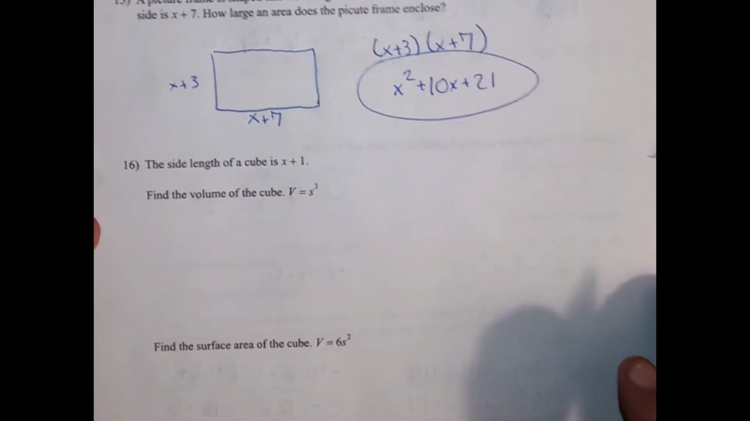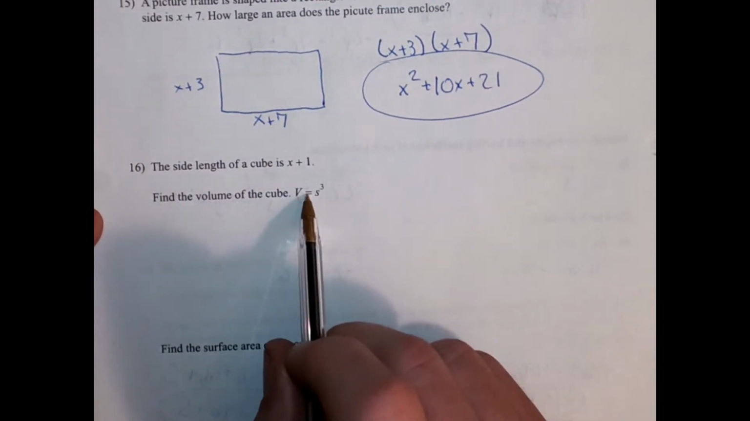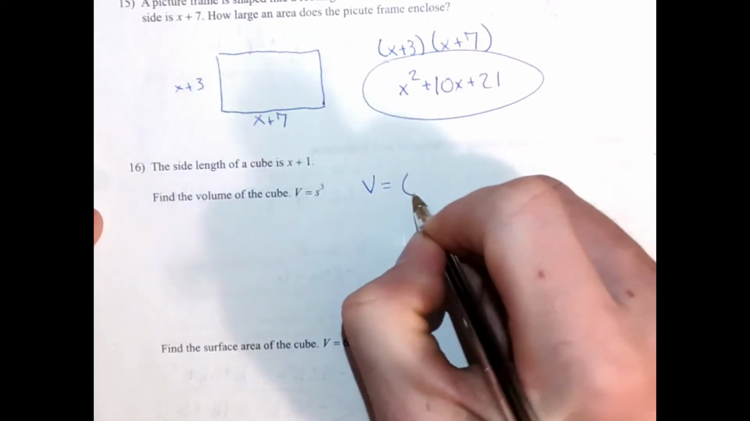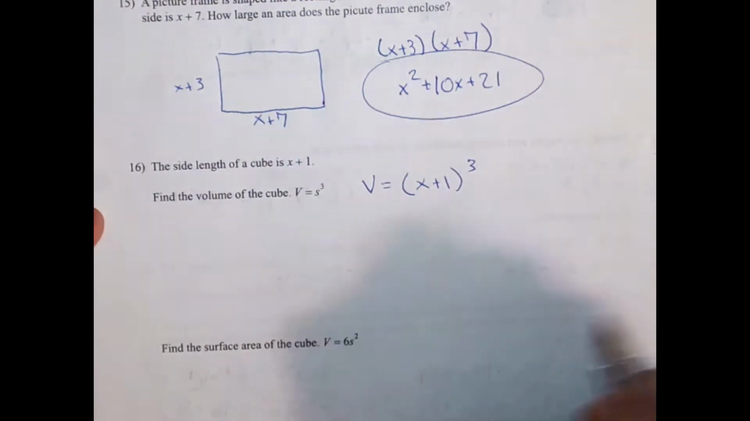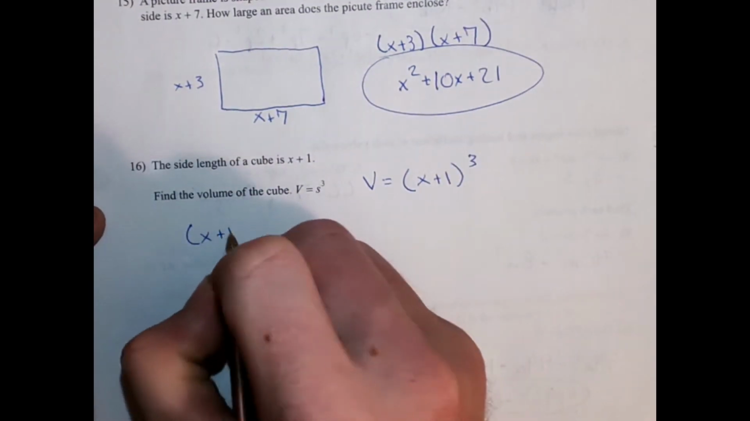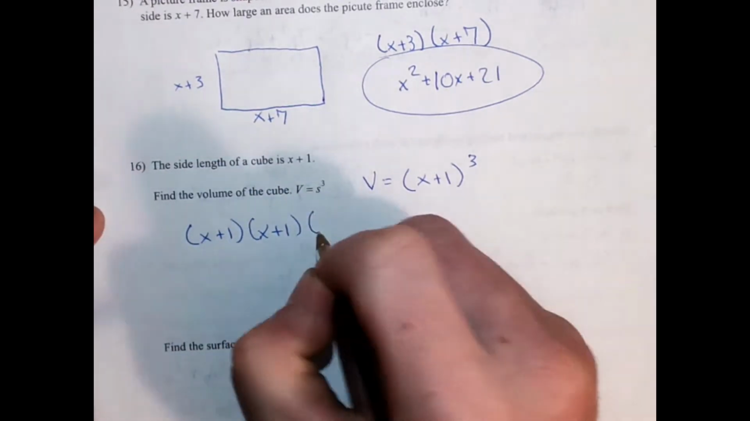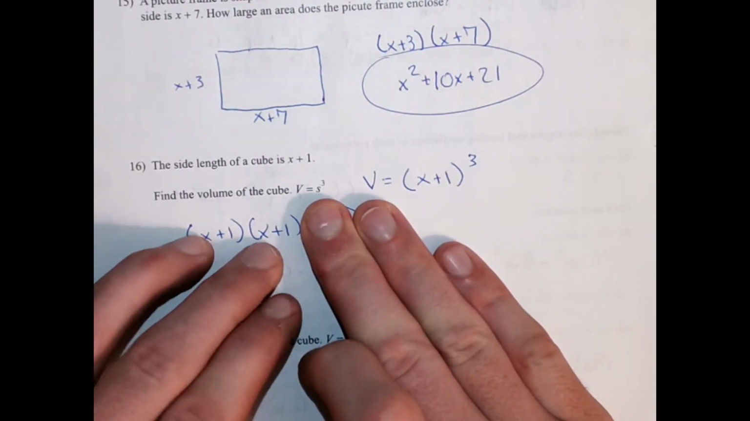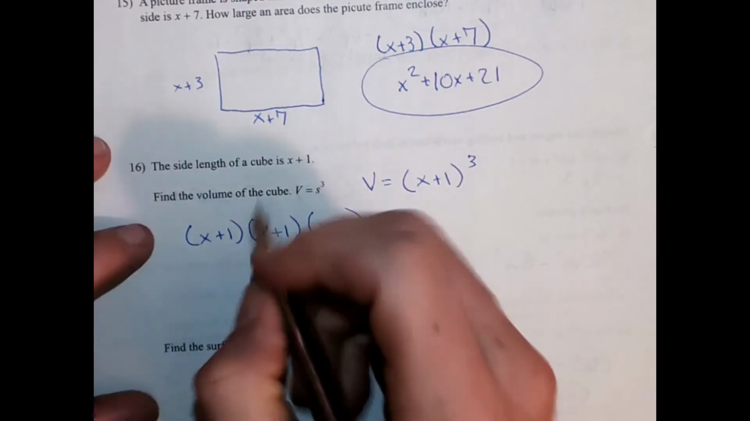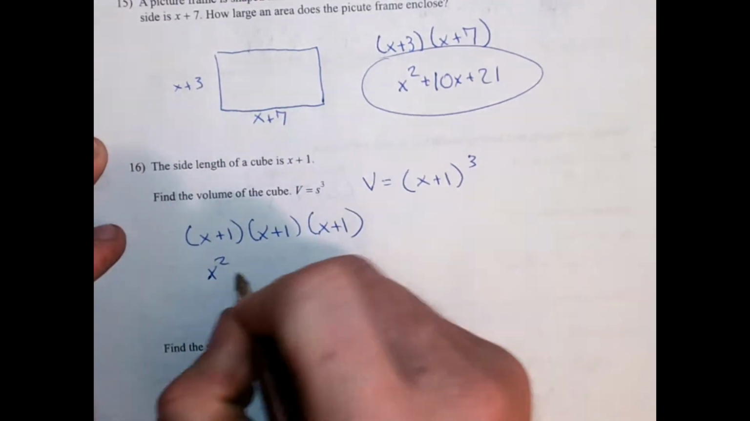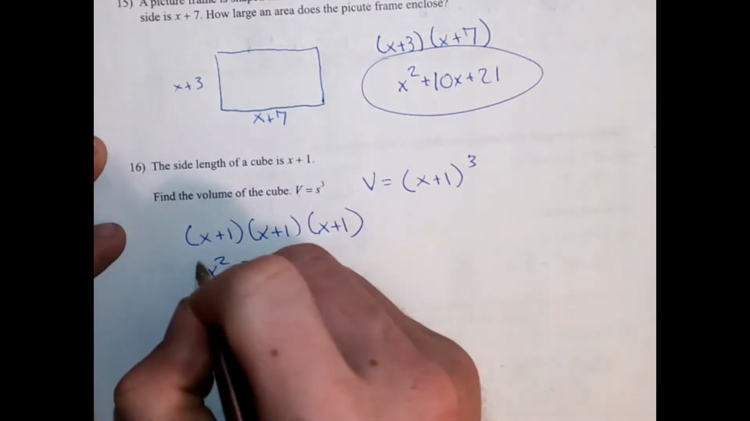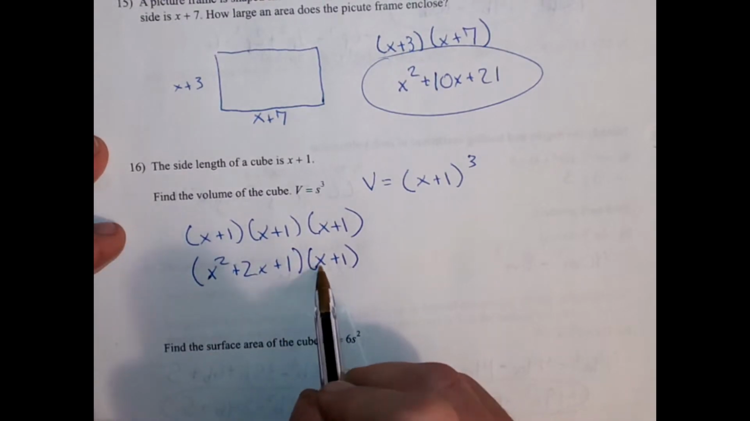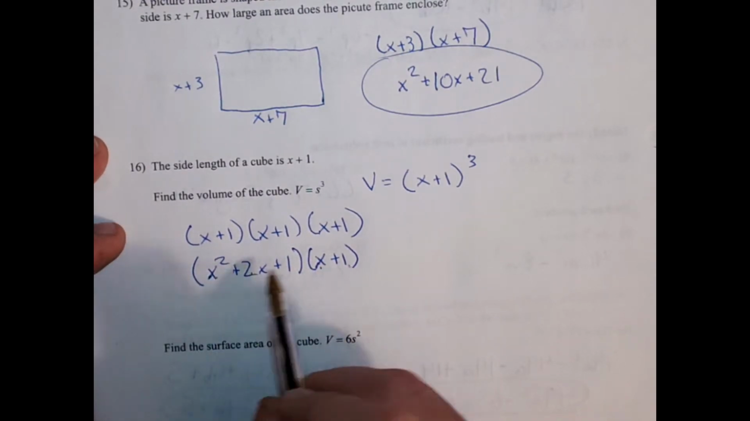The cube. The side length of a cube is x plus 1. The volume is the side length cubed. So the volume equals x plus 1 cubed. And let's write that out longhand. X plus 1 times x plus 1 times x plus 1. And now I'm just going to do those two first. FOIL it out for x squared plus 2x plus 1 times x plus 1. And then be sure each part of this binomial multiplies each part of this trinomial.